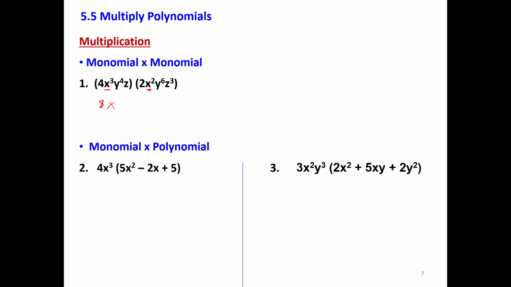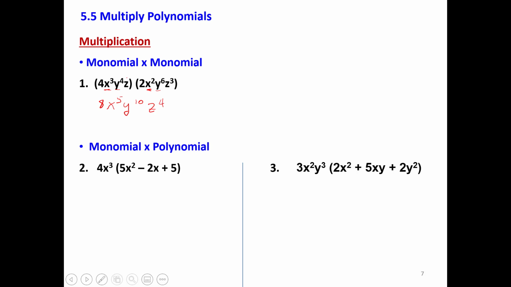x. And then we add the exponents. 3 plus 2 is 5, then x to the 5th power. Now we had y here. 4 plus 6 is 10. We had z here. If there is no explicit exponent, we know it's 1. Then we had 1 here plus 3 is 4. Then the answer is x to the 5th power, y to the 10th, z to the 4th power.